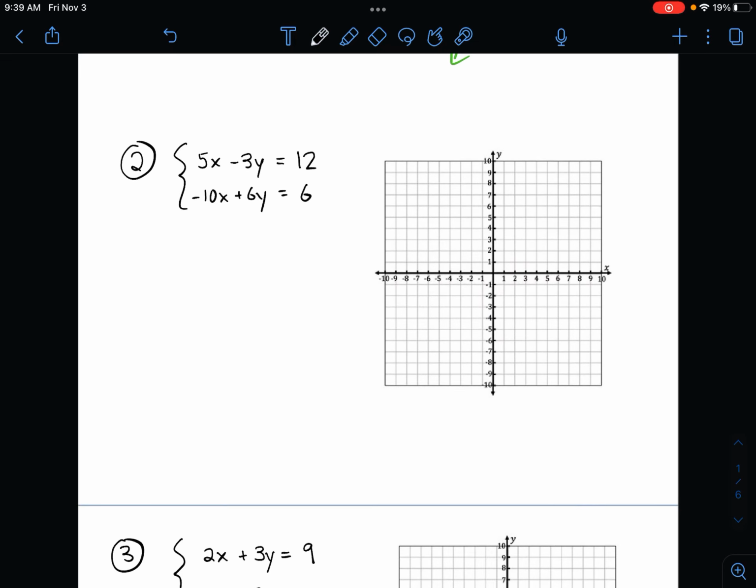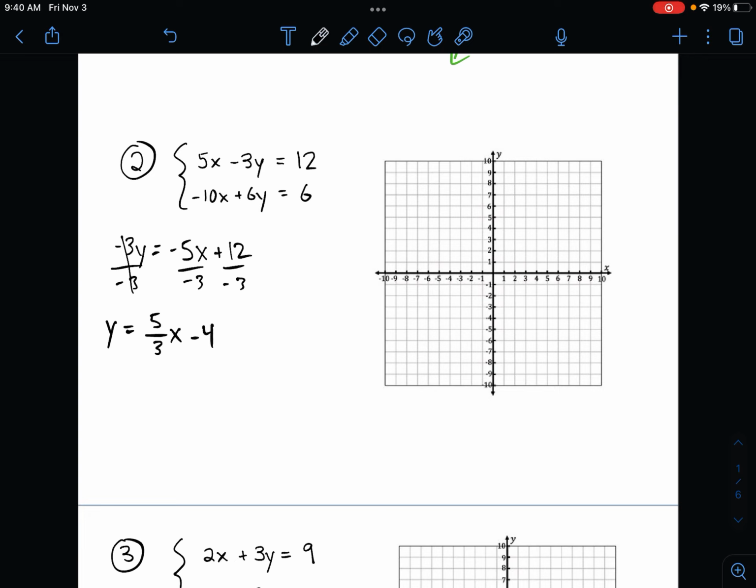Next one, number 2. Now, in number 2, these are not in slope-intercept form just yet. So I'm going to have to change them into slope-intercept form. So the first one, I'm going to take this 5x minus 3y equals 12. I'm going to start by subtracting 5x on both sides. That gives me -3y equals -5x plus 12. I'm going to divide both sides by -3. When I do this, we get y equals 5/3 x minus 4.